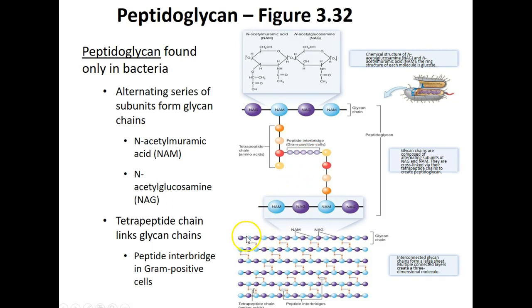If you notice in the bottom image, you can see layer after layer after layer of NAG and NAM. The tetrapeptide chains are used for cross-linking between the layers so that the layers associate with one another, essentially helping compose the bacterial cell wall.